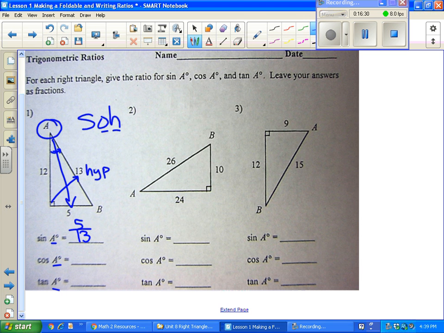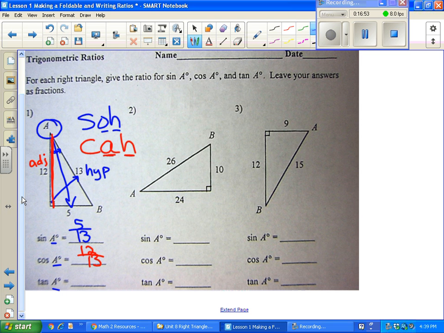Okay. Cosine. Cosine of A is CAH. CAH is adjacent to hypotenuse. So 12 turns out to be adjacent to A because it touches or helps create it, and it's not the hypotenuse. So 12 is the adjacent. Hypotenuse is 13, so 12 over 13.